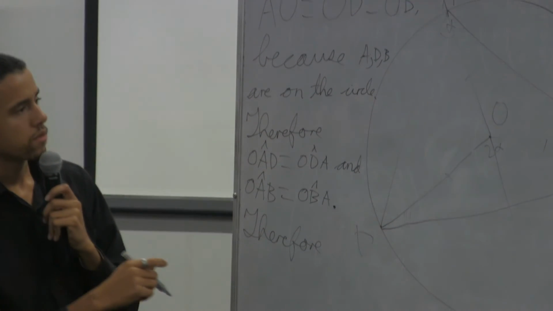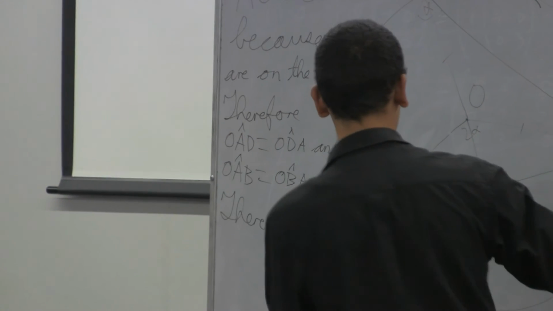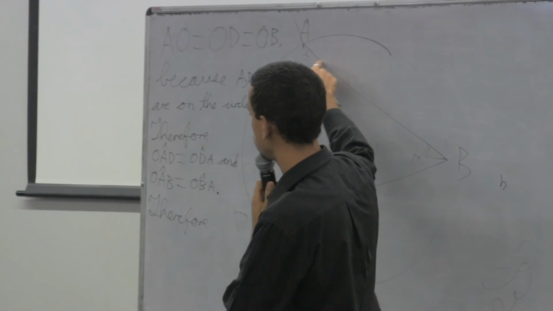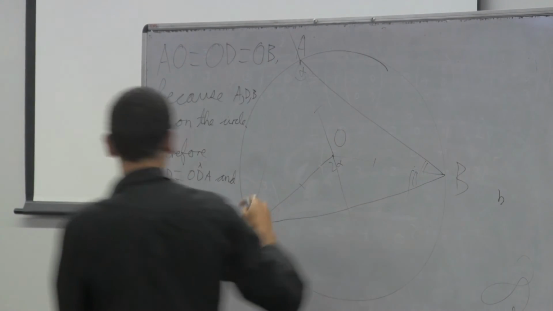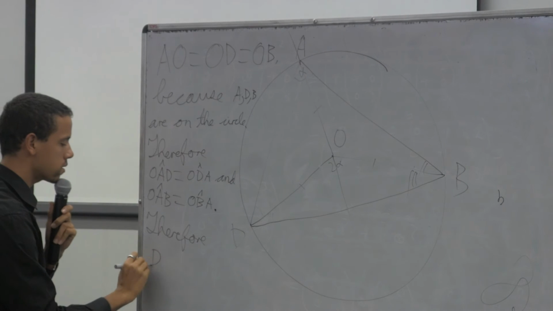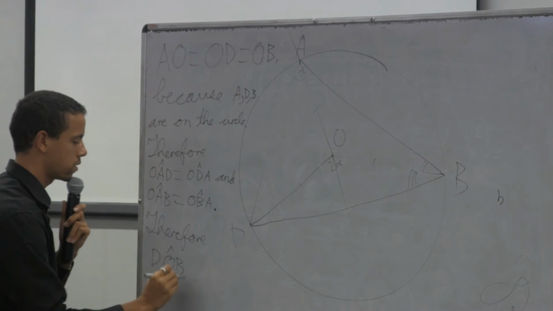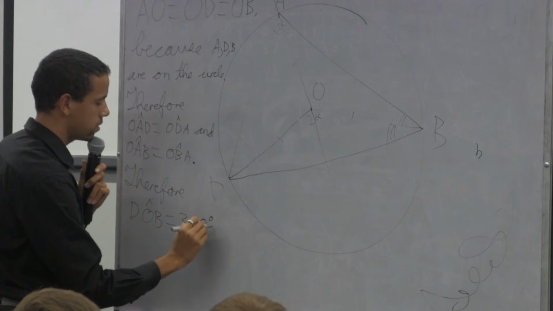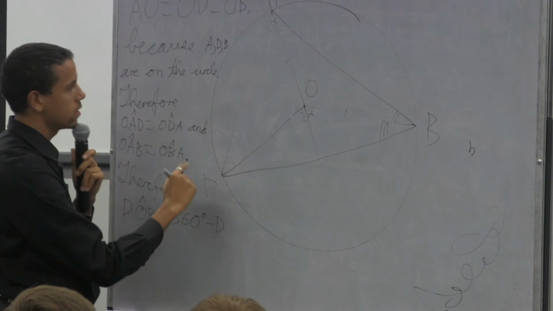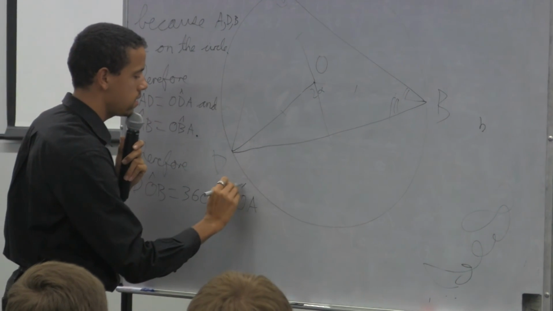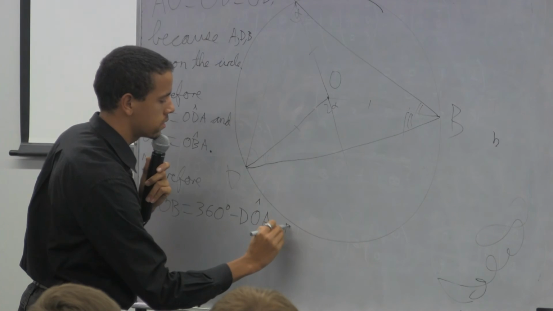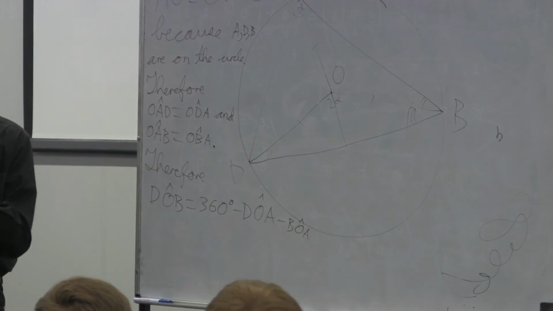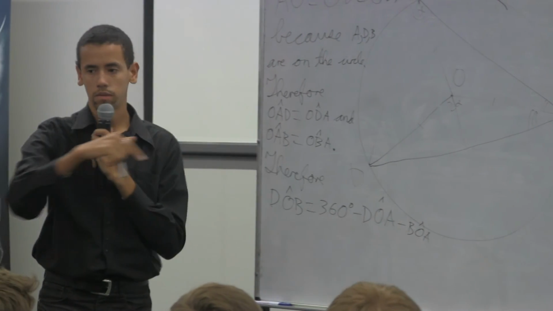Therefore, the way I'm going to do this is I'm going to start with this big angle, do angle tracing, moving angles around until we get to twice that one. Cool. So we'll start with angle DOB is equal to 360 degrees minus DOA minus BOA. Cool? That's because there's a full revolution there.